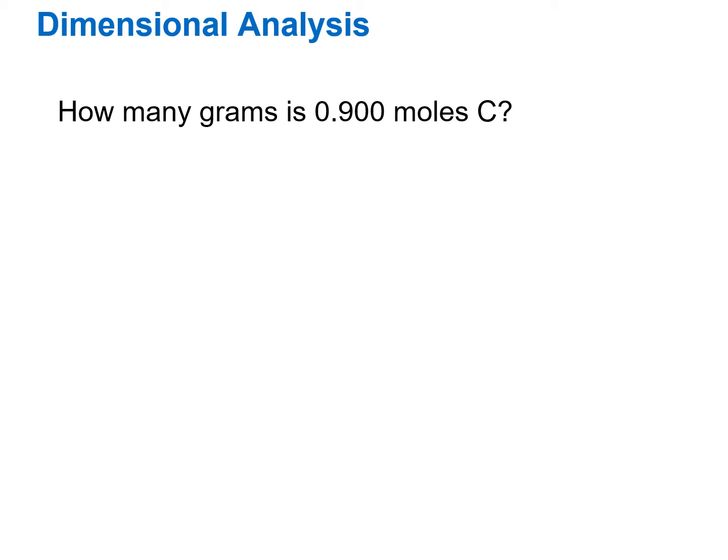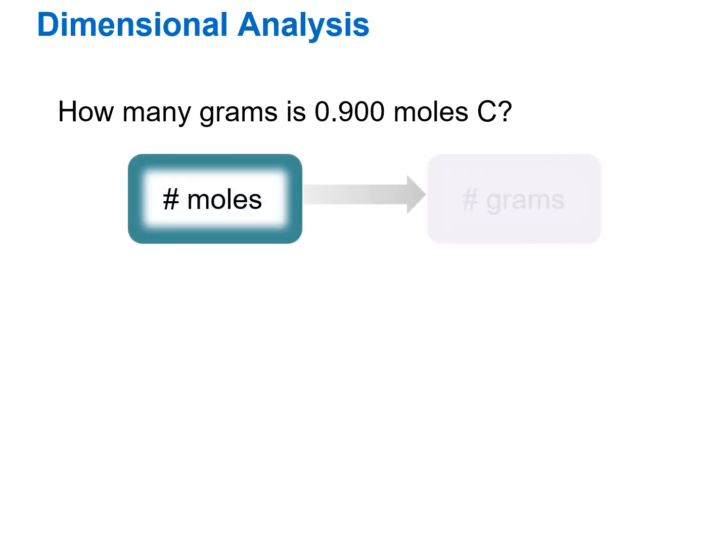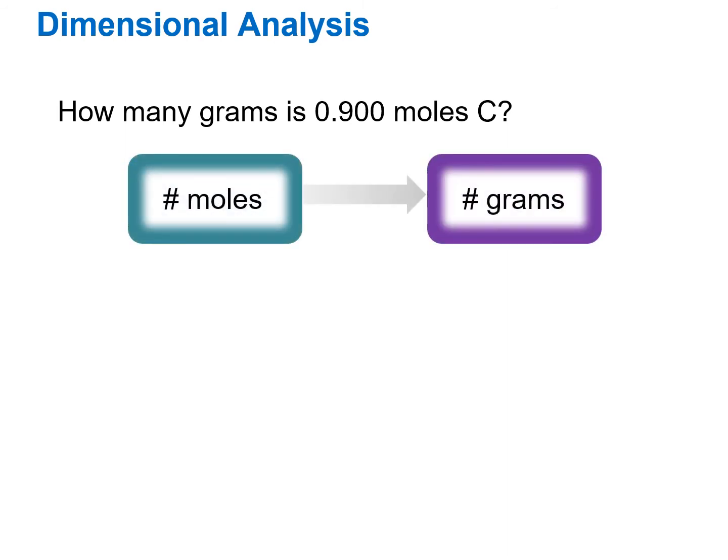All right, here we have a problem. And it's asking us how many grams of carbon is in 0.9 moles of carbon. Well, as I read this problem, what I know is that I've been given the number of moles and I'm being asked to convert that into the number of grams. And the question I need to ask myself is, what do I know that allows me to establish a relationship between the number of moles and the number of grams? Well, that would be molar mass, specifically carbon's molar mass.